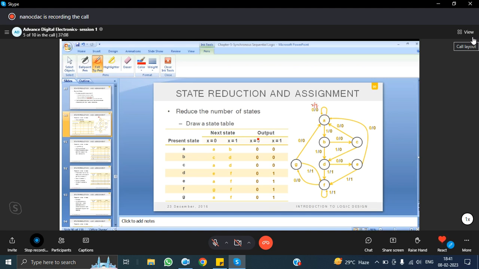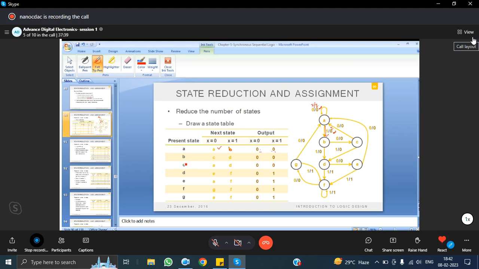So in A, if X is equal to 0 it stays in A again. If X is equal to 1, it will go to B. This is the next state. Then tell me what the output is. Here the output Y is 0 and here the output is 0. Y is the output. We are writing the outputs here.